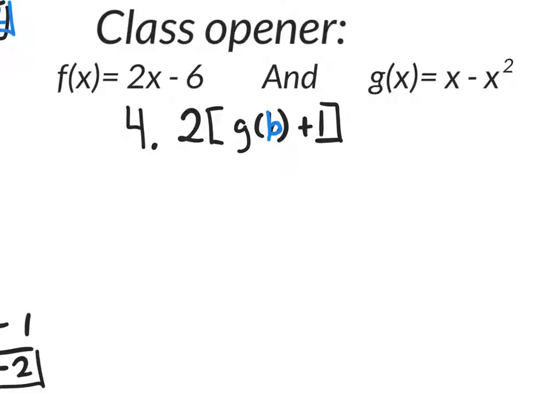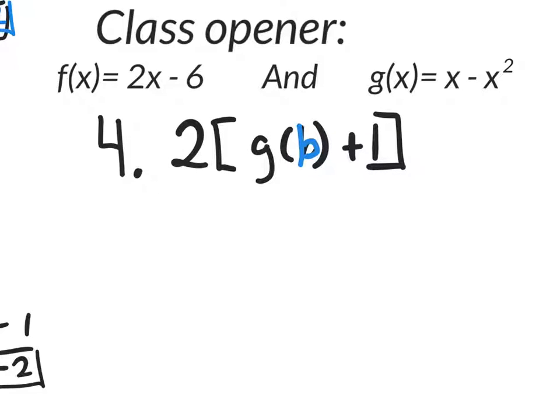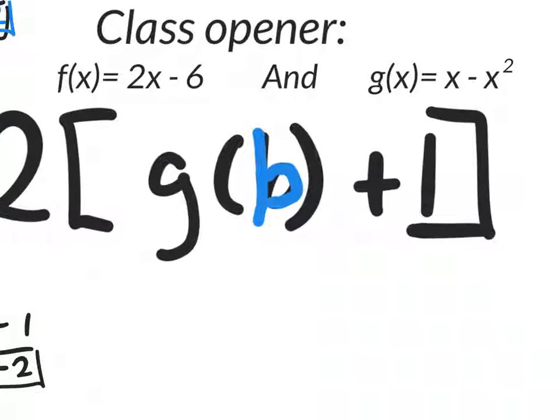So on number 4, it looks crazy. And yeah, this is for those that want an A on Friday's quiz. What does it say? It says 2 times something, and inside the something, there's g of b plus 1. Now, PEMDAS says always zoom in and see if you could do anything. So if you were to zoom in inside the brackets, could we do anything here? The only thing we could do is g of b. Now, what is g of b?